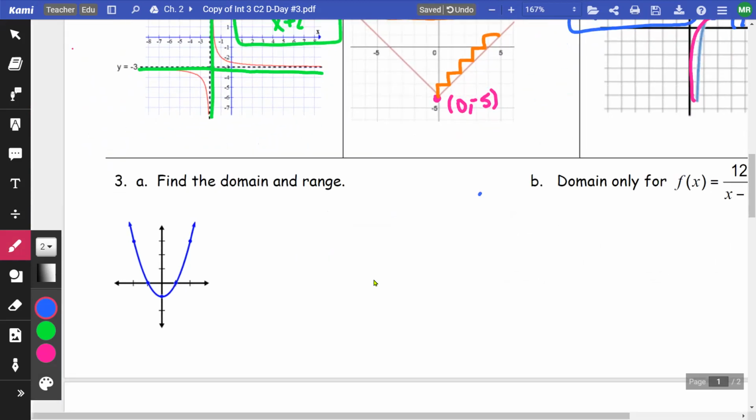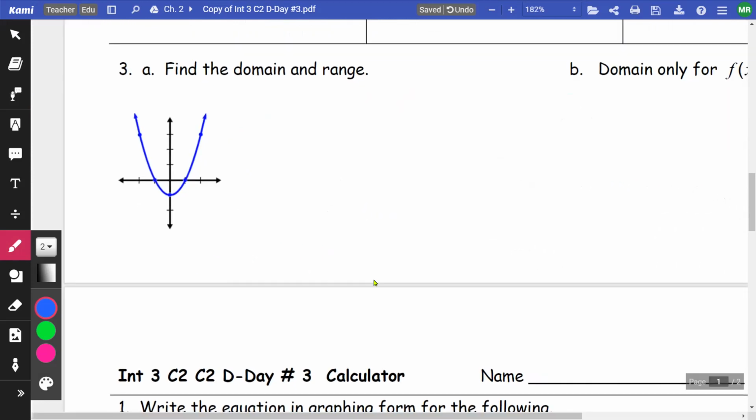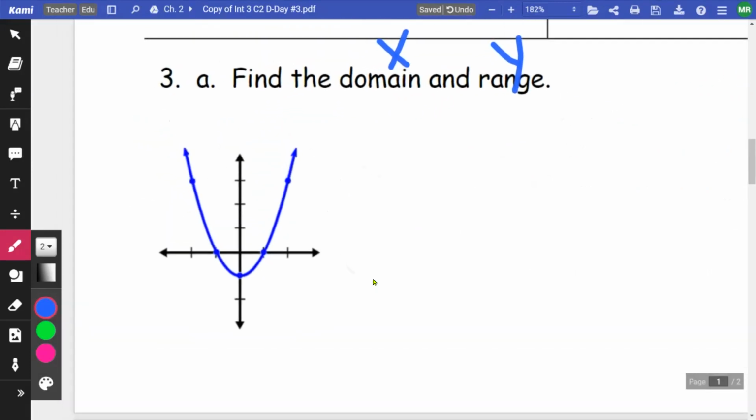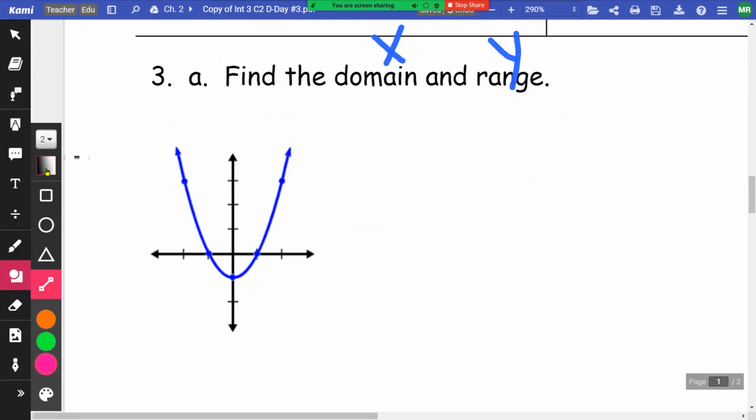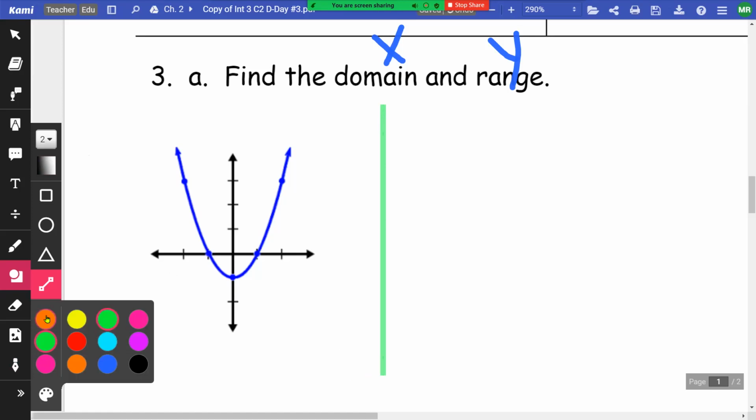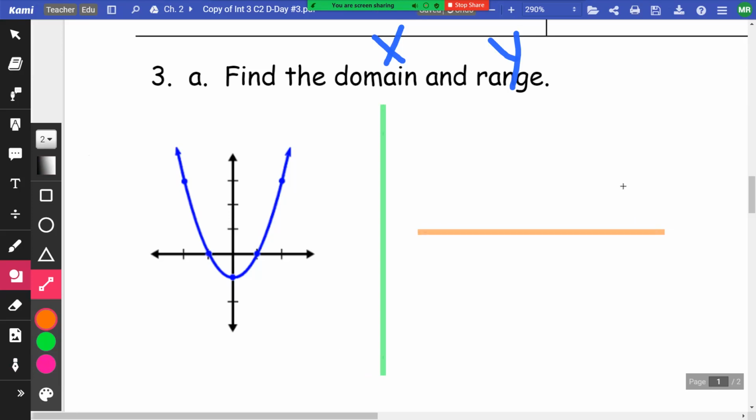On domain and range. Domain are your x's, range are your y's. So if you're looking at this graph and you're trying to figure out your domain, what I've been doing with my integrated ones is having them draw a line. I'm going to choose a color that I can see through, and I made it a little transparent too. And so if I hold shift and I draw a vertical line, I'm going to use that for domain. And let's say I get an orange one and I draw a horizontal line. I'm going to use that for the range.